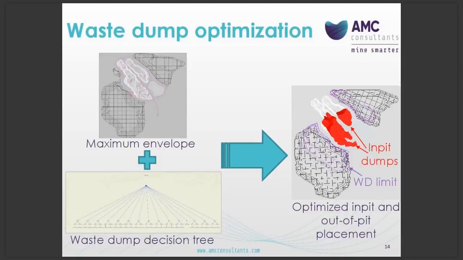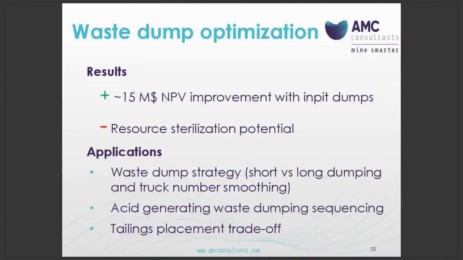And you can see the result of the in-pit scenario on the right-hand side. So in red, you can see the shape of the final in-pit dumps, and in purple, you can see how the strategic optimizer populated the maximum dumping envelope. So overall, the trade-off study showed that an additional $15 million in NPV could be generated by following the in-pit dumping strategy.